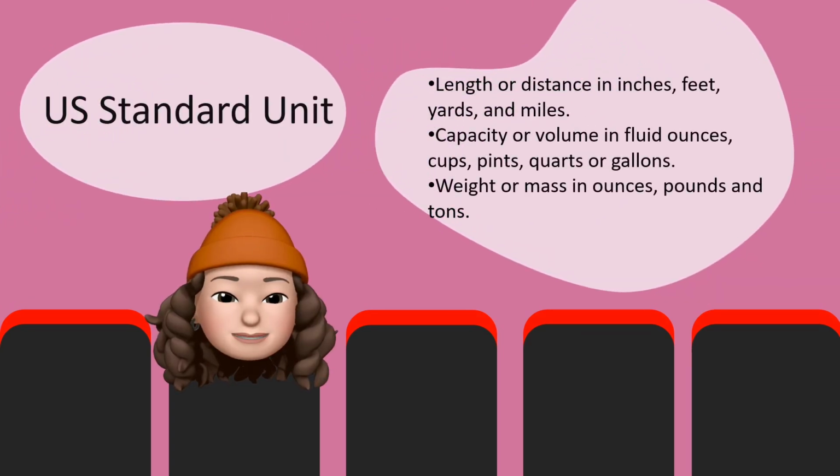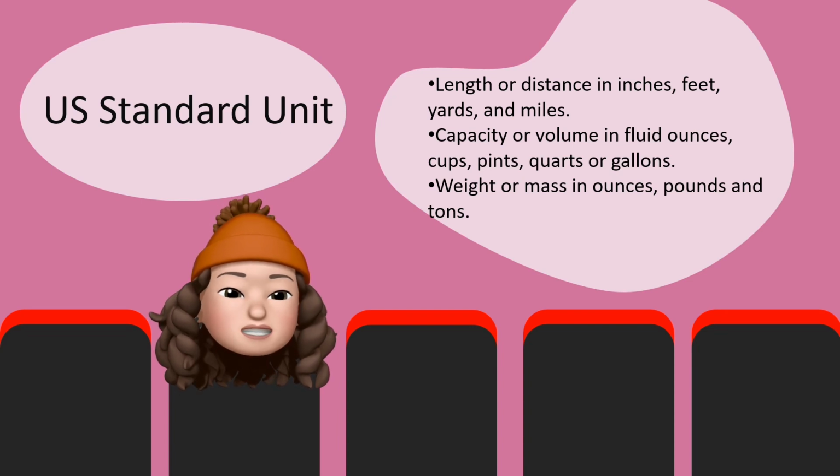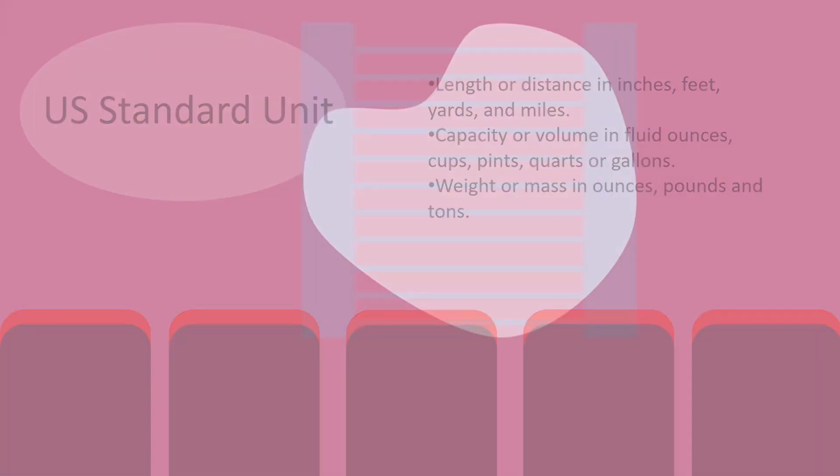The US system measures length or distance in inches, feet, yards, and miles. Next, for capacity or volume in fluid, ounces, cups, pints, quarts, or gallons. And lastly, weight or mass in ounces, pounds, and tons.